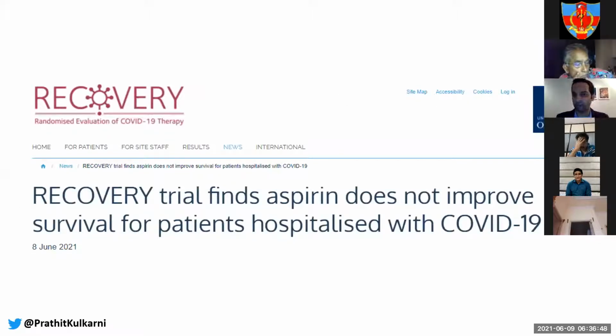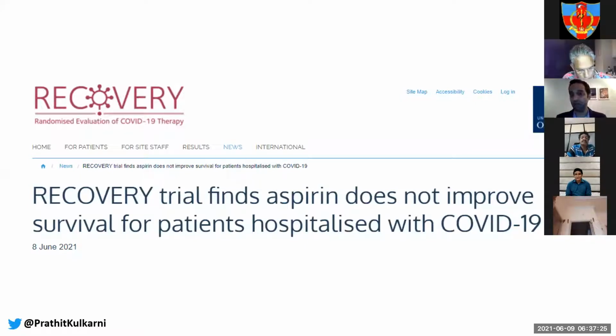I wanted to show everybody this update. It was just released literally 12 hours ago from the United Kingdom, based upon their trial called the RECOVERY trial. In the RECOVERY trial in the UK, they did a randomized controlled trial of patients with COVID-19 utilizing aspirin for treatment. They had almost 3,000 patients in the study, and they used a dose of 150 milligrams of aspirin.